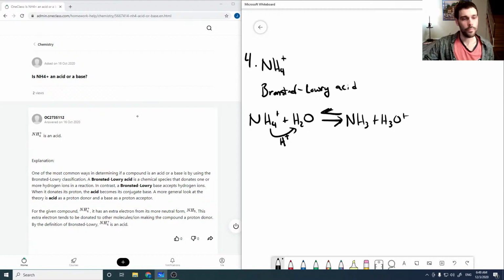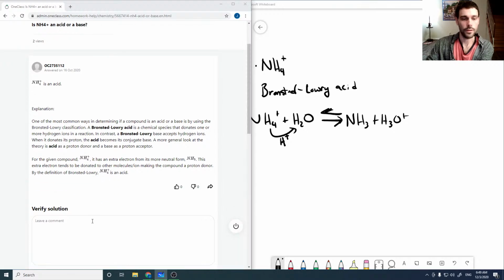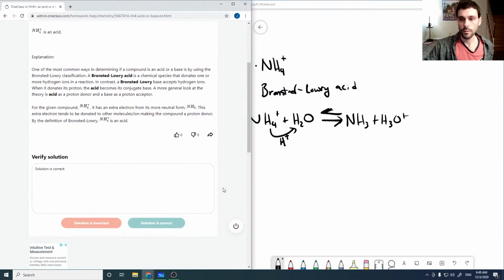Okay, one of the most common ways. So Bronsted-Lowry is one of the easiest to pick out because it's any compound that can readily donate an H plus, especially if it's positively charged. Then you know that it is more likely, at least, to donate the hydrogen. So this looks good.